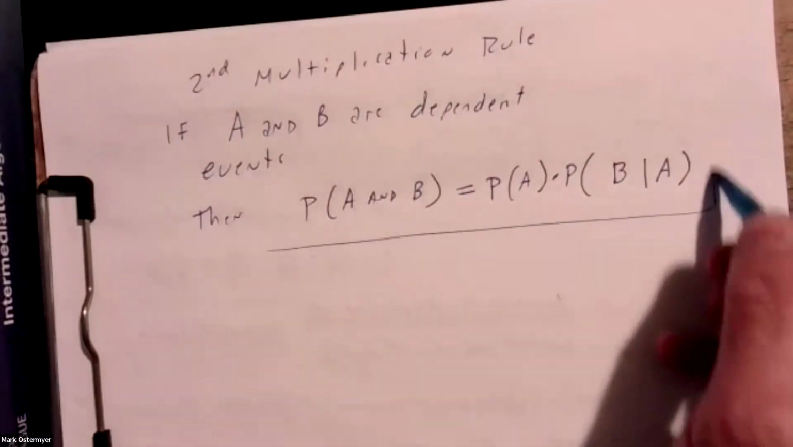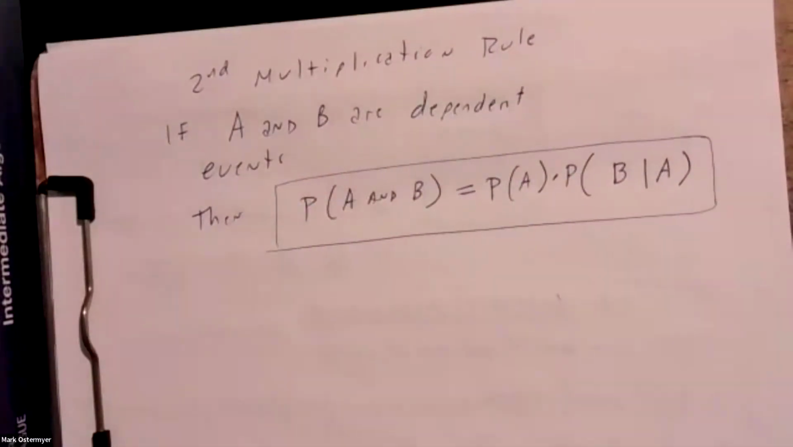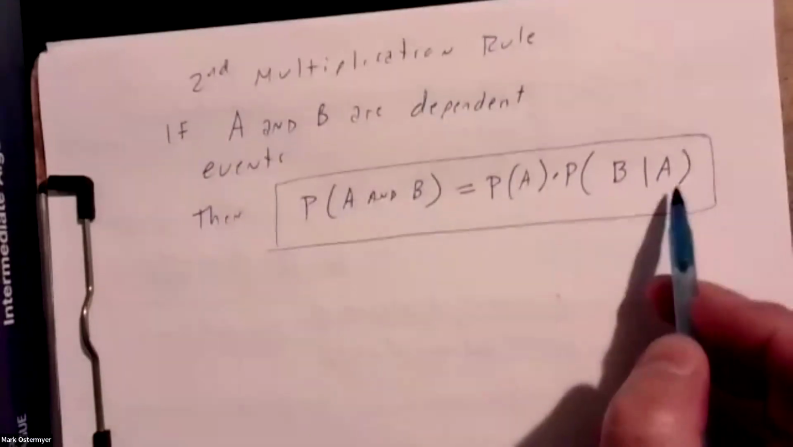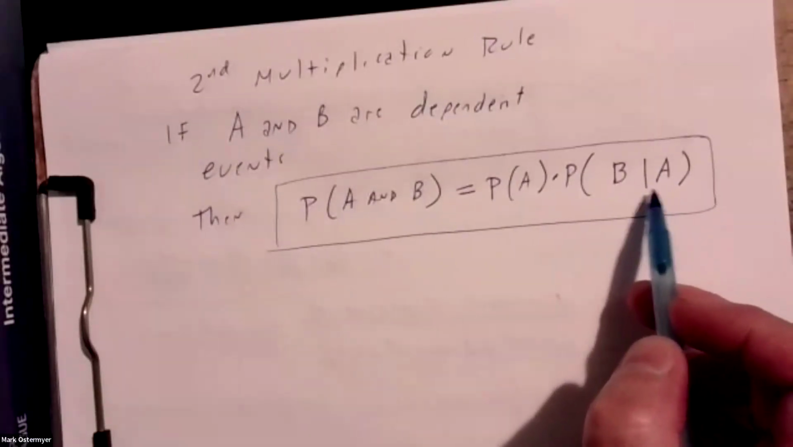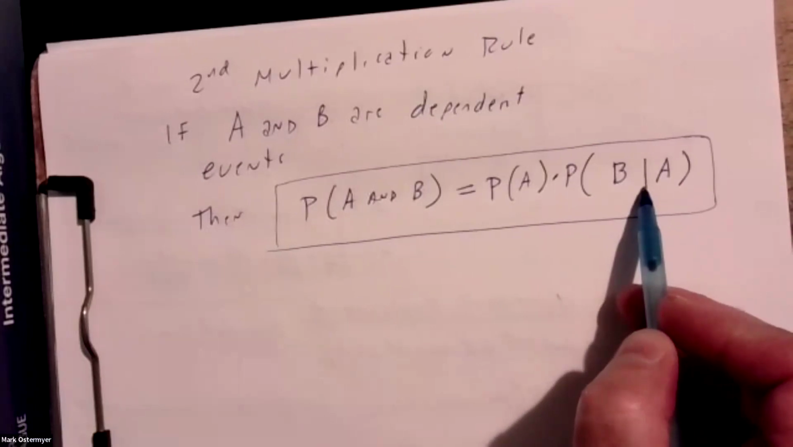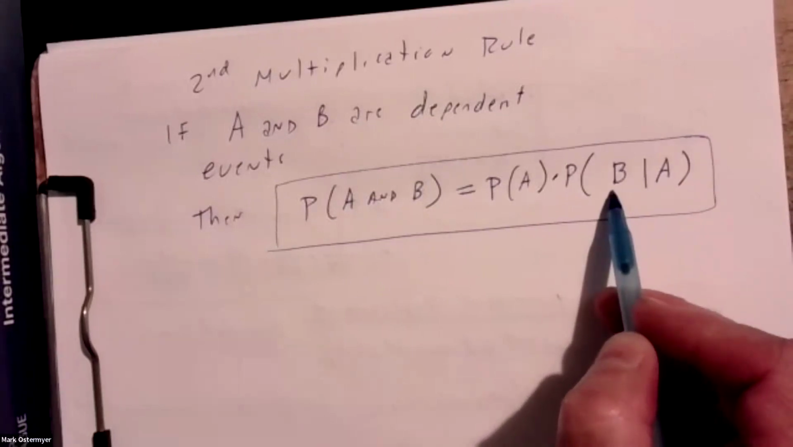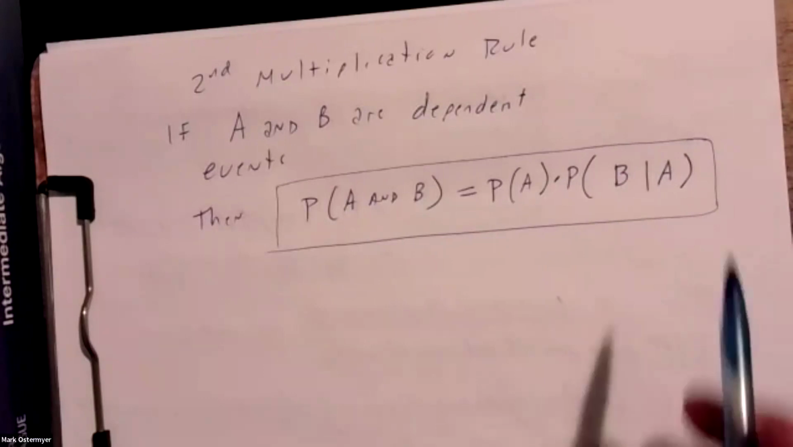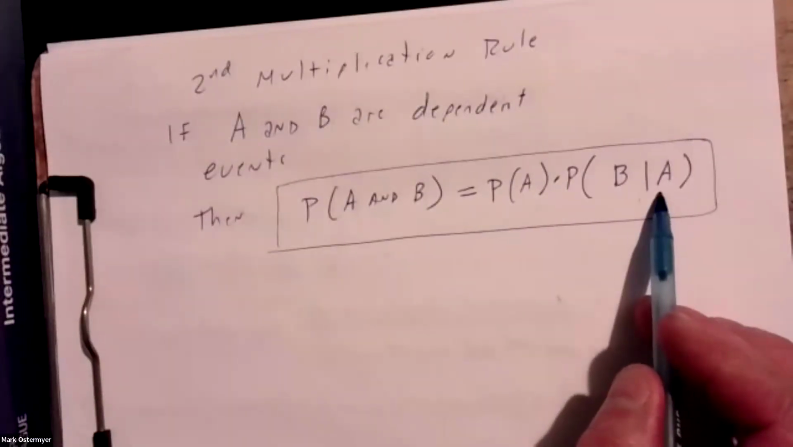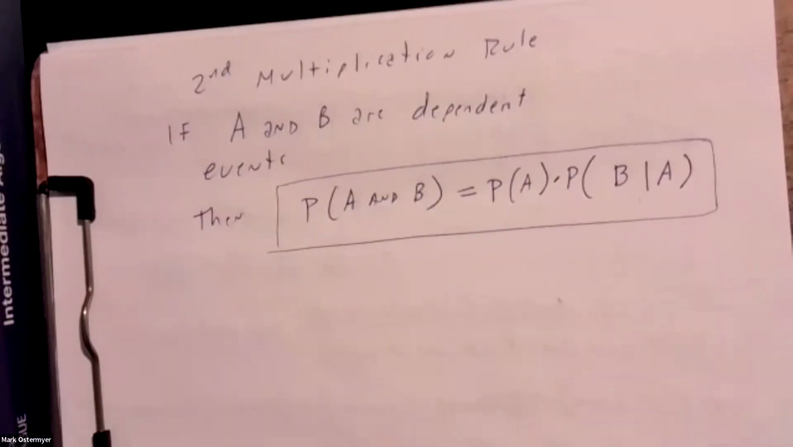This is the second multiplication rule. You have to use this rule if your events are not independent. This is called a conditional probability. And again, the way you read it, this vertical bar means the phrase "given that" event A has occurred, what is the probability event B will occur? Given that event A has occurred, what is the probability event B will occur? Conditional probability rule. That's the second multiplication rule.